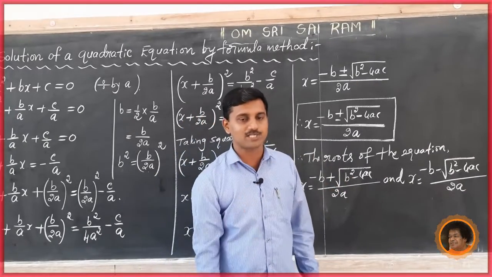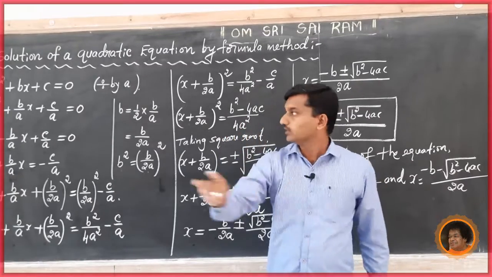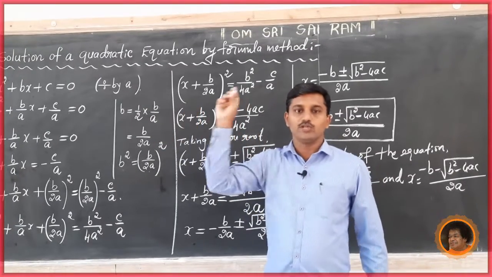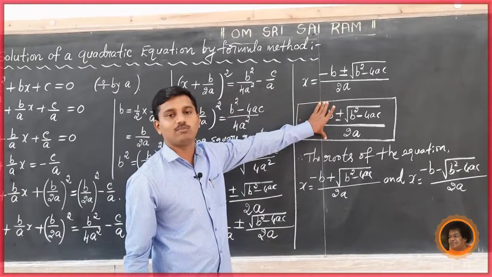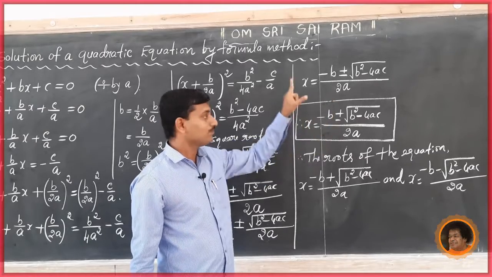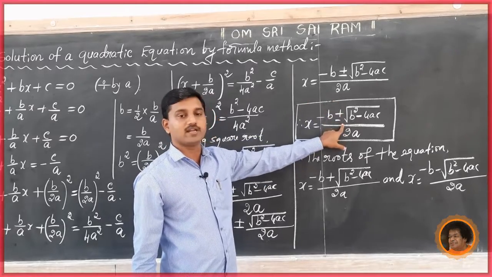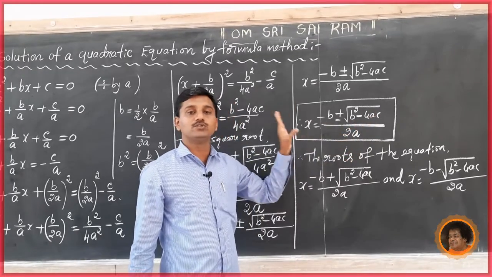So for the examination point of view, the derivation is not important. For your extra knowledge, this is the derivation. For the examination point of view, you concentrate only on the formula. This formula is known as the quadratic formula: x equal to minus b plus or minus square root of b square minus 4ac divided by 2a.